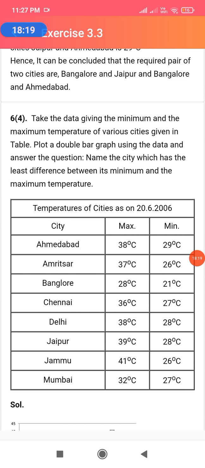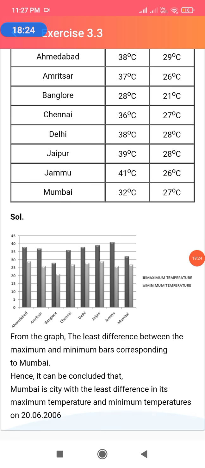Name the city which has the least difference between its minimum and maximum temperature. So the difference is very, very less. In which city is the difference very, very less? Mumbai has got the least difference.